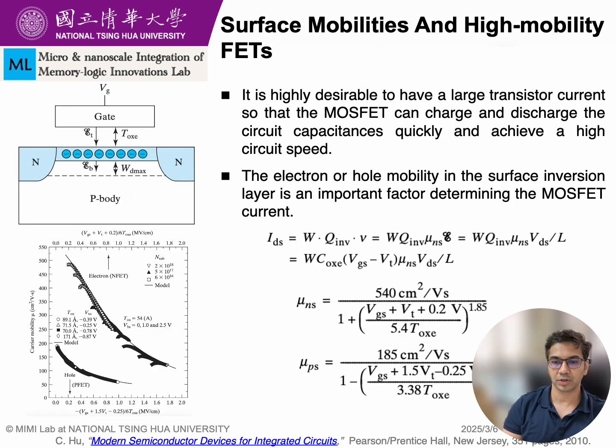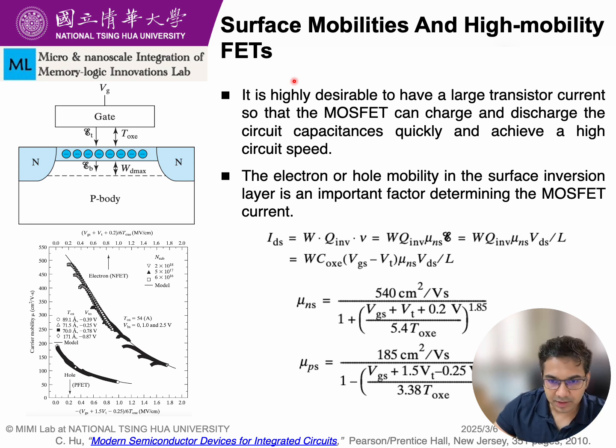Well, now we want to focus on a very critical factor that determines the speed and performance of the MOSFET. So what is that? The mobility. We are specifically looking at the surface mobility, which is the ease with which the electrons and the holes move within the inversion layer of the MOSFET.